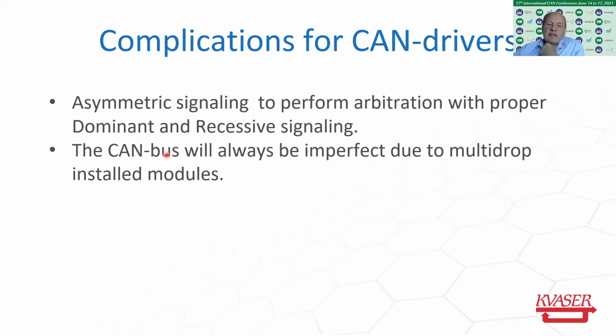And another factor is that the CAN bus will always be imperfect. It will never have a straight cable with simple impedance from one end to the other, because with a CAN bus you need to install the modules in a multi-drop arrangement, and each such connection point will introduce some imperfection in impedance and cause reflection that will make the bus signal not as good as you would expect in a real standard point-to-point data communication.